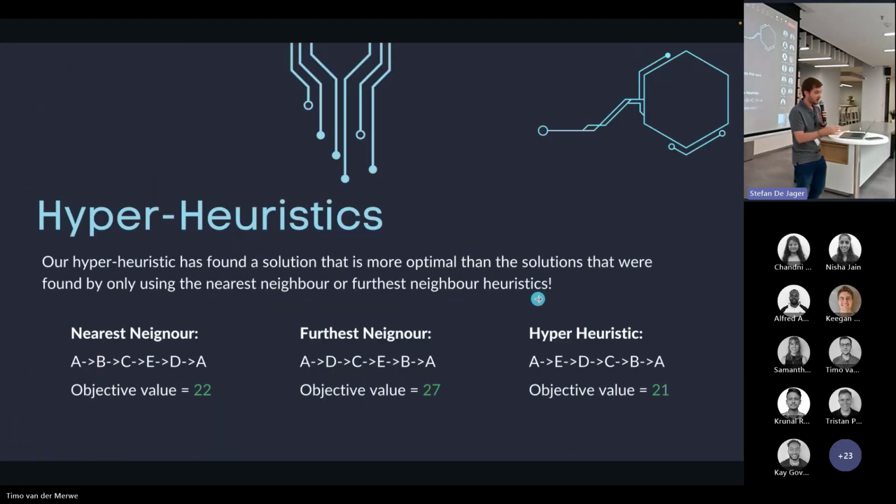So we can see that our hyper-heuristic managed to find a solution that's more optimal than the solutions that we found by just using nearest neighbor or furthest neighbor. The solution found using nearest neighbor was 22. The solution found using furthest neighbor was 27. And then our hyper-heuristic managed to find a solution with an objective value of just 21. So we can see that it was effective in providing a good solution for our problem.